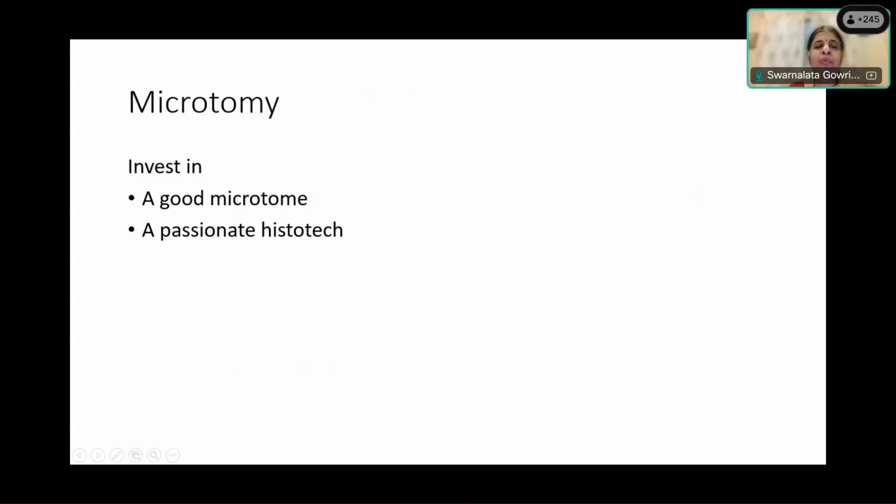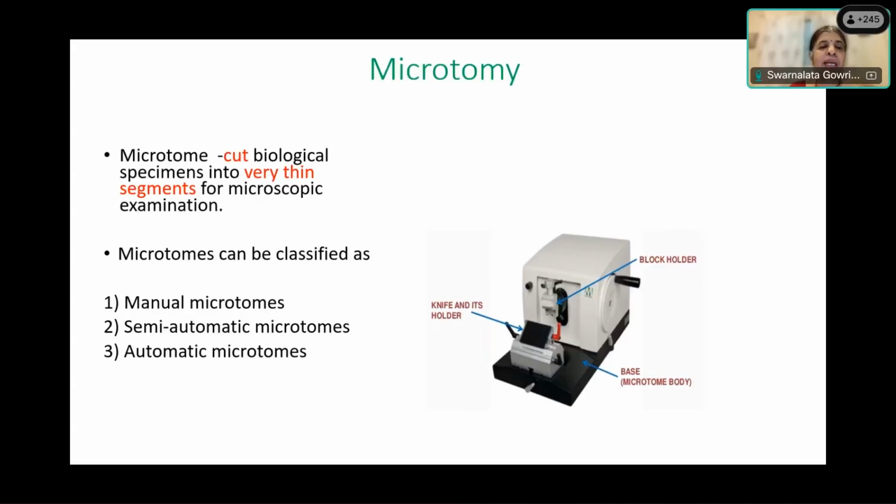And what is the heart of a good laboratory is the microtomy. You need to get good sections, for which you need a good microtome, which is easy to get, meaning you buy it. But a passionate histotech is hard to come by. And so if you have someone who cuts sections well, who's really passionate about his work, you must do everything to retain him or her in your lab.